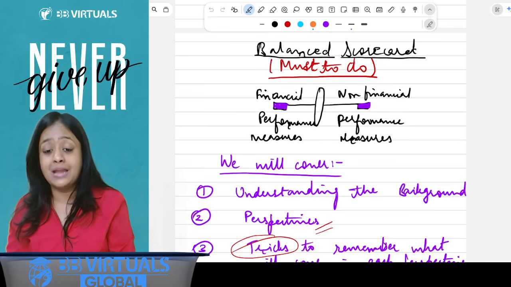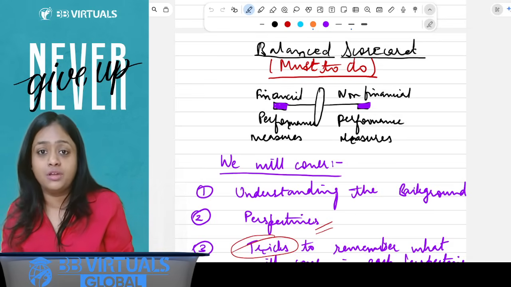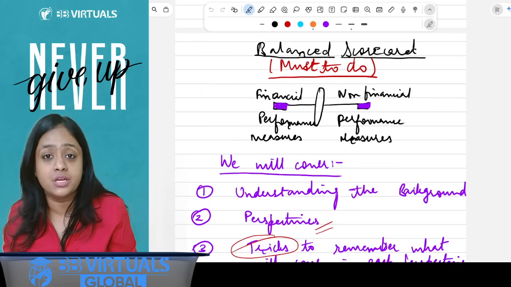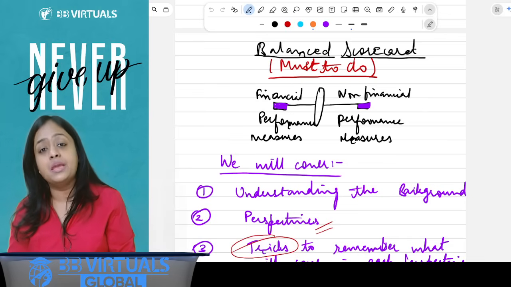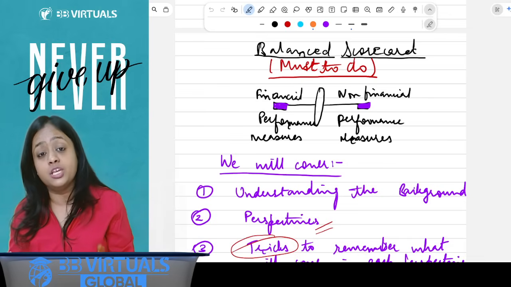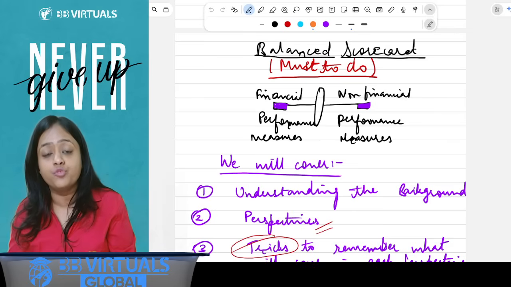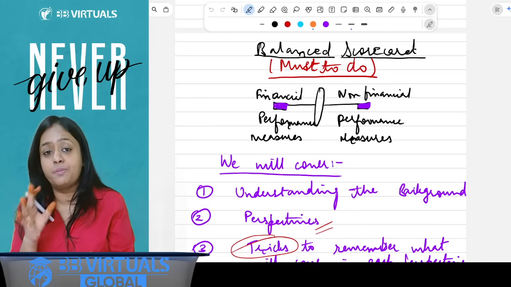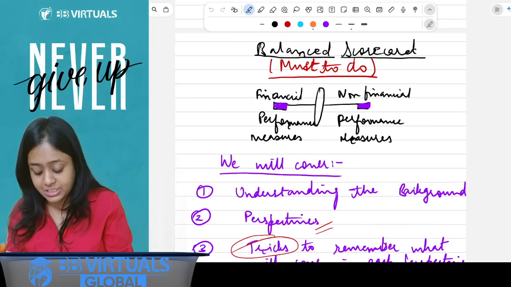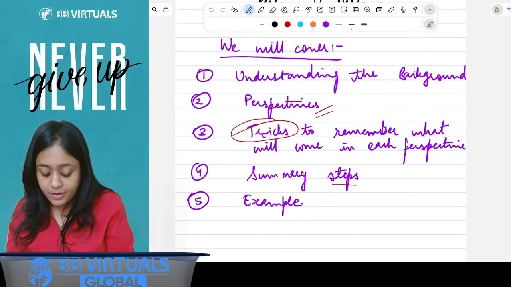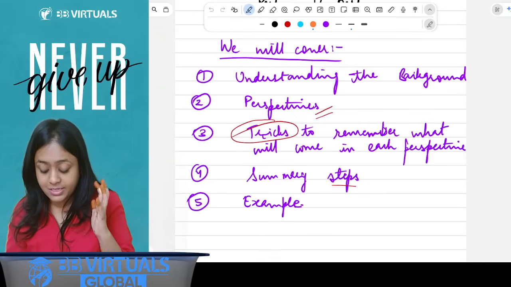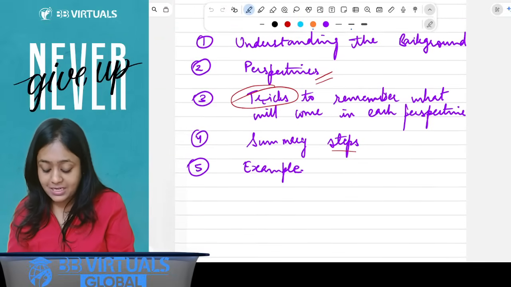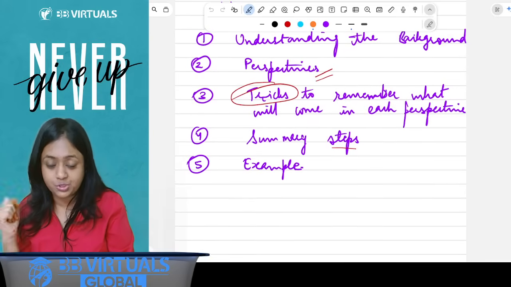So understand that to ensure the overall success of the organization, it's very important for the managers and the management to have all-round improvements and all-round success, which means taking into account the financial performance measures as well as the non-financial performance measures. Here in the balanced scorecard we cover the understanding, perspectives, and some quick tips to remember.